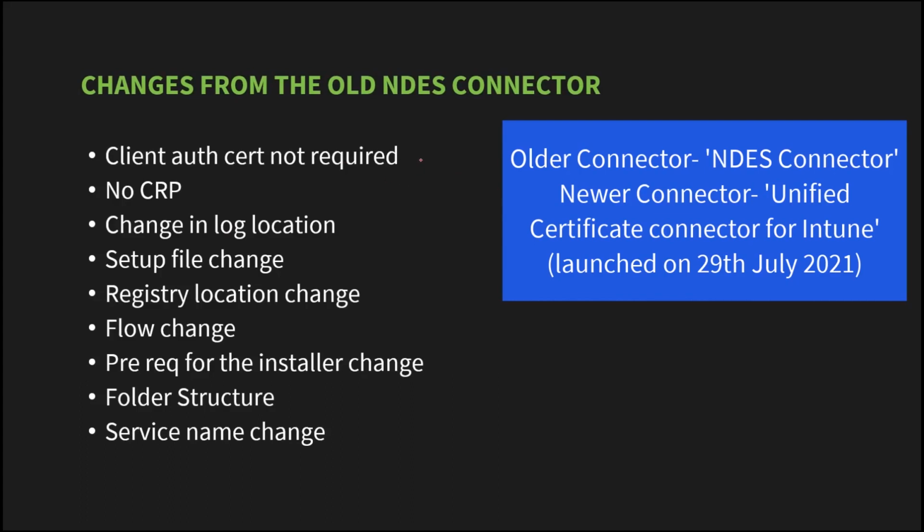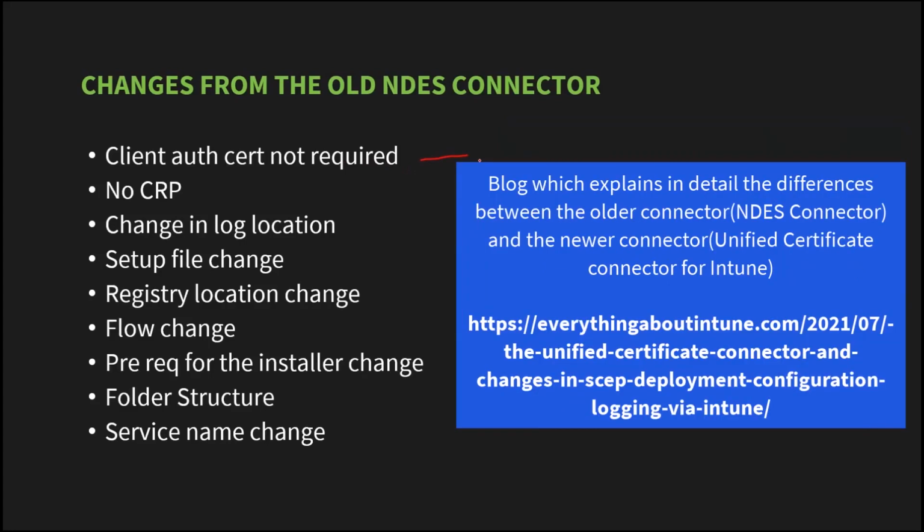But earlier we needed to have a client authentication certificate, which we had to bind to the connector. We don't have to do that anymore. Now there is no CRP. The location of the log is changed. Now everything in the NDES server is being tracked in the event viewer logs. Earlier there were a lot of places. The setup file has also changed.